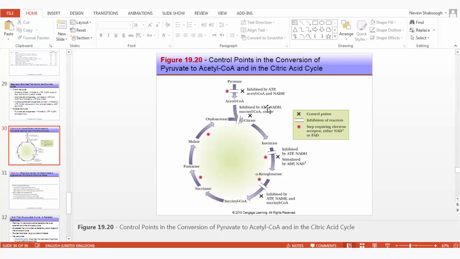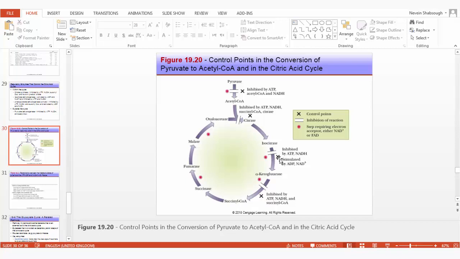Now, regarding the regulatory enzymes that control the citric acid cycle, we said at three sites, or three enzymes, or three reactions. The first one is citrate synthase. Citrate synthase is an allosteric enzyme which is inhibited, as I said, by both ATP and NADH. Also by succinyl-CoA. In addition to citrate, which is a product inhibition, succinyl-CoA here exerts feedback inhibition.